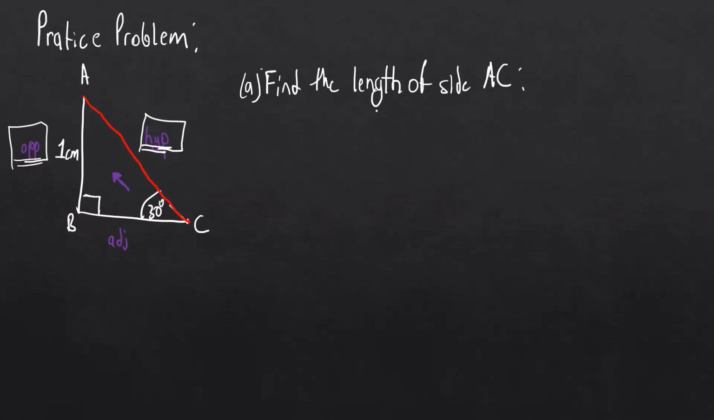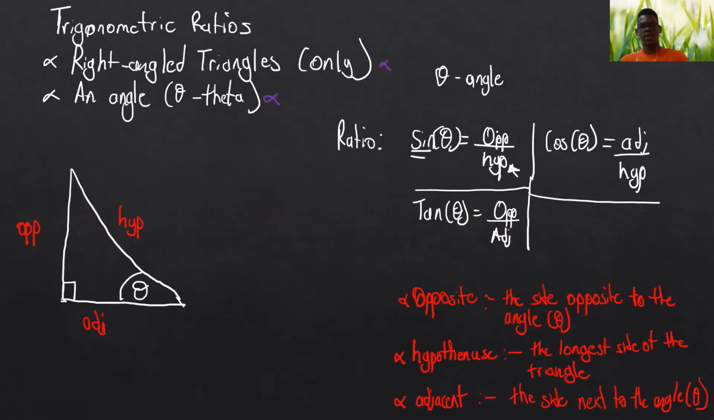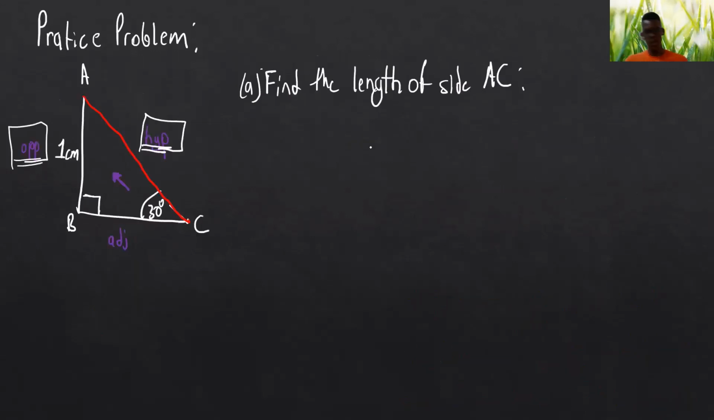Sir, sine theta. Sine theta, right? So sine theta says that sine theta is equal to the opposite over the hypotenuse. Right? Now going over it again for clarity.